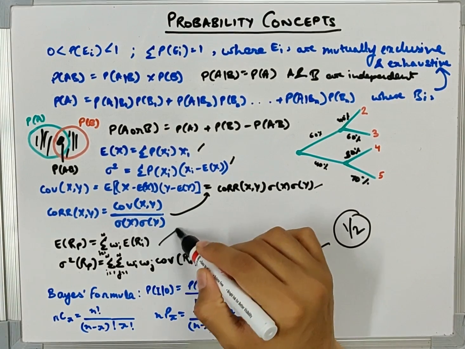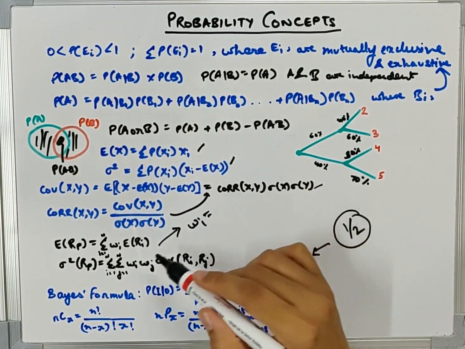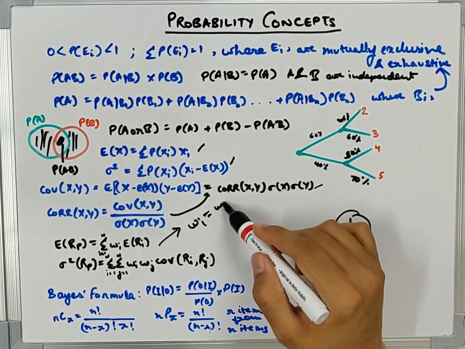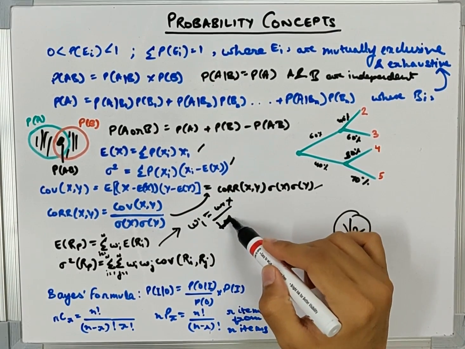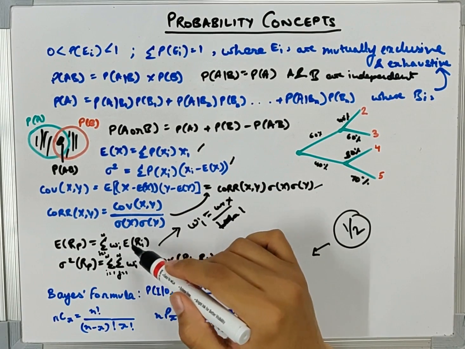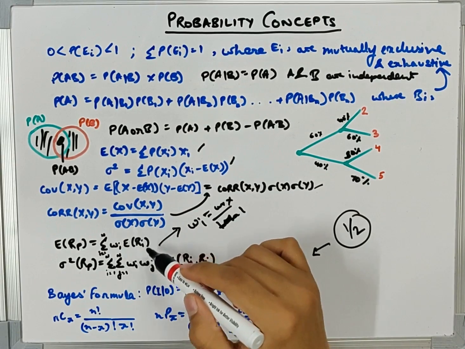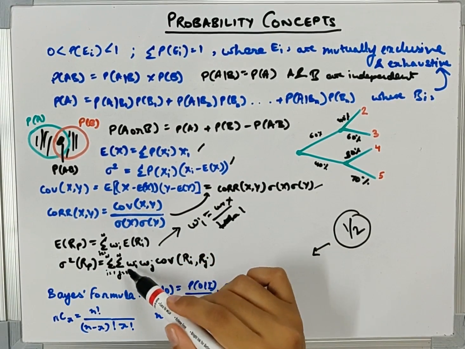For a portfolio with weights, the weight of X upon the total portfolio is equal to the weight w_i, the expected return is equal to sigma of weight into expected return, and sigma square, that is variance, is equal to this formula.